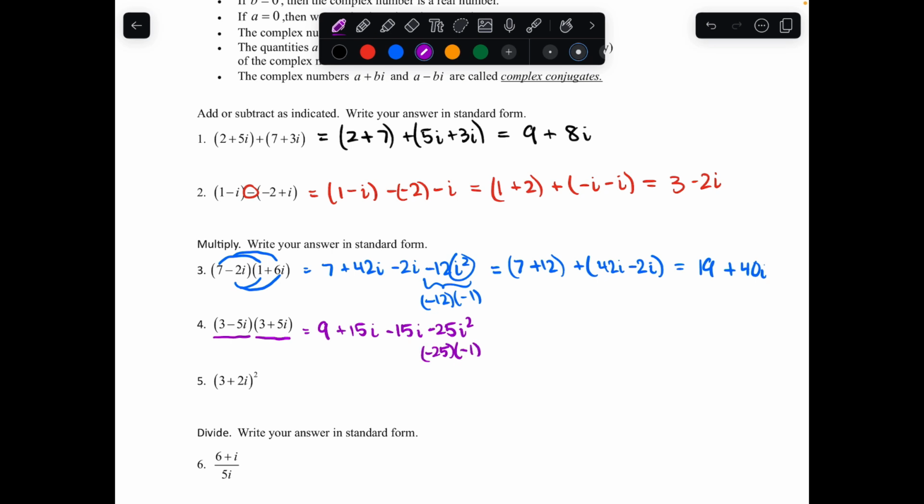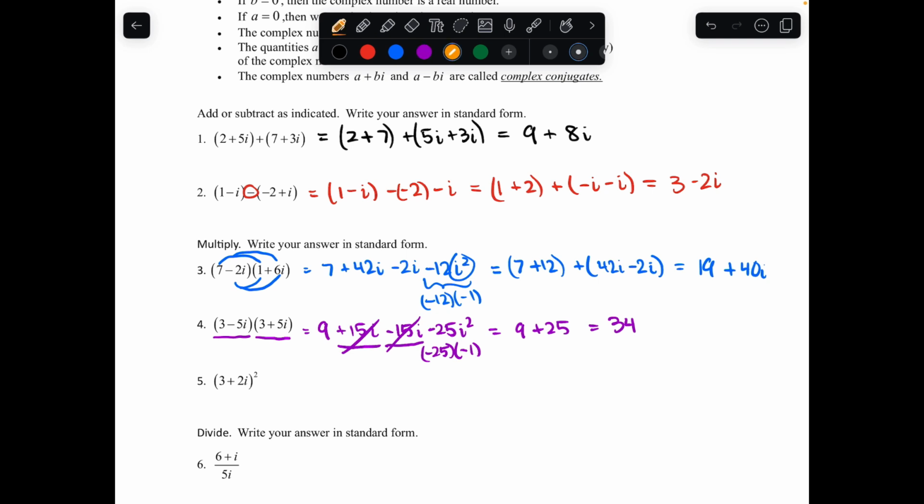However, we also see that I have positive 15i and negative 15i. So when I add these together, they're just going to cancel each other out, and we're going to get 0. So what am I left with? I'm left with 9 plus 25 with no imaginary part. I just get a real number, 34. Just like how when we multiply normal conjugates together, we get rid of our square roots, when we multiply complex conjugates together, we get rid of our imaginary part.